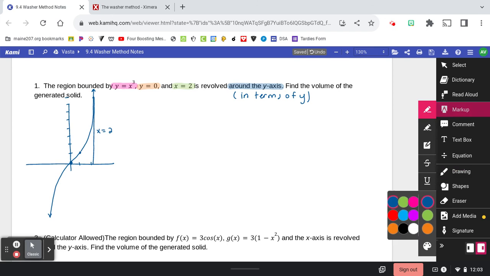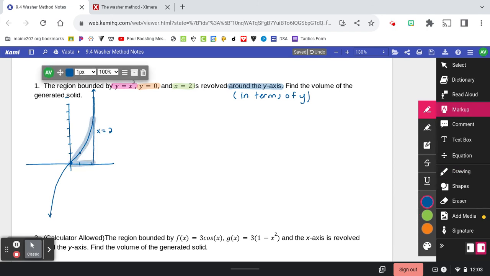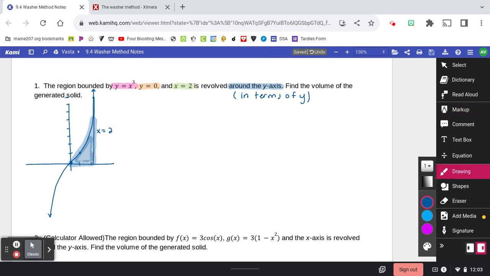I'm going to take this area right here, and I'm supposed to revolve this around the y-axis. So I'm spinning this around the y-axis, which means that the other side of this area would be somewhere over here. If I look at one individual slice like this, I can see that there's going to be an outer edge and an inner edge, like a ring or a washer. So the big R in this problem will go from the outer edge to the center of this circle, and the little r will go from the inner edge to the center of the circle.